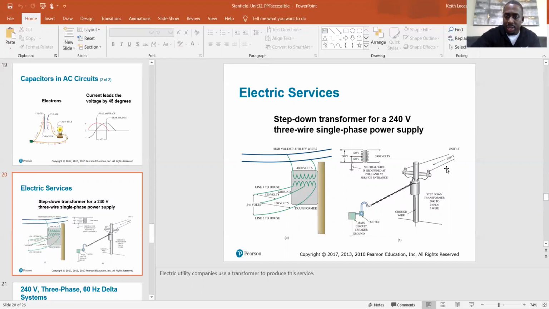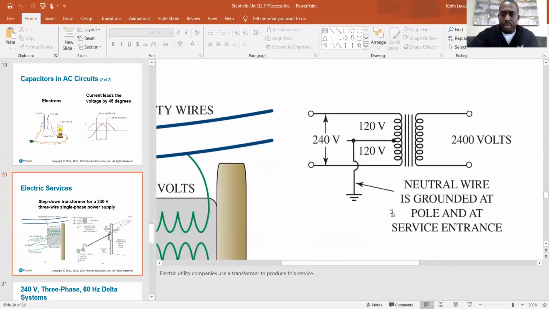And then over here, you got a similar setup. This one, you got 2,400 volts coming in and 240 coming out, and then that 240 again is fed to your breaker panel. And that is an electrical symbol. I'm gonna zoom in on it. This is an electrical symbol you need to get familiar with as well.